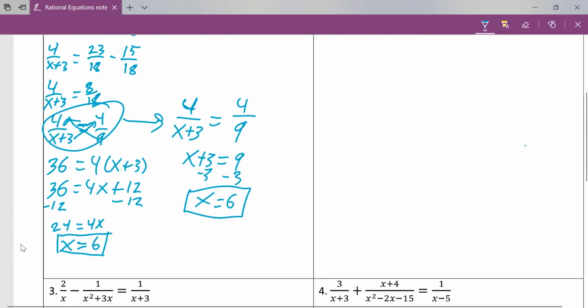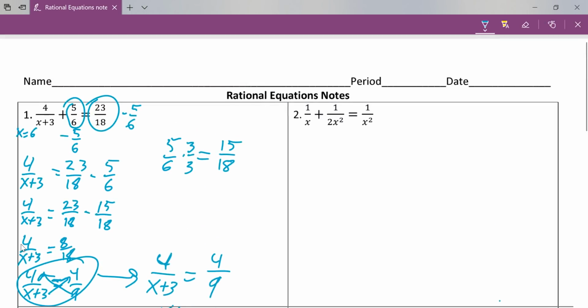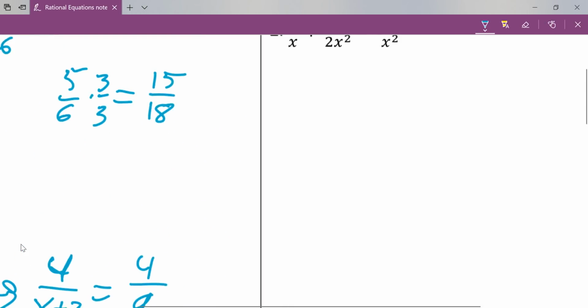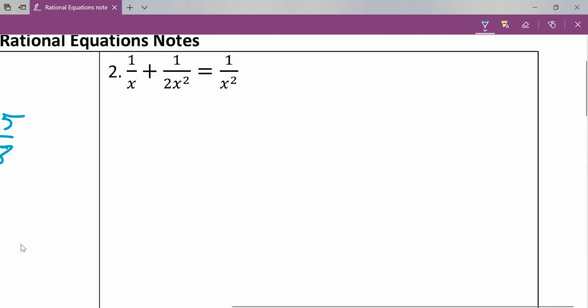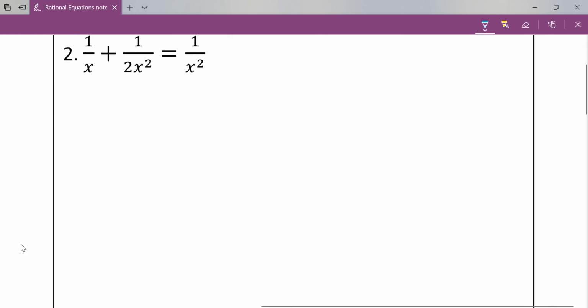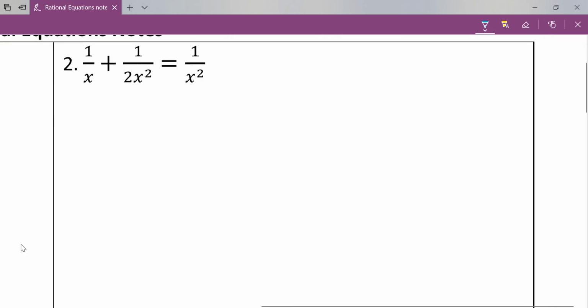Okay, so that one was kind of a start. This next one's a little bit more difficult, but not too bad. So here we have 1 over x plus 1 over 2x squared equals 1 over x squared. And again, for these where we have multiple x's as denominators, right?